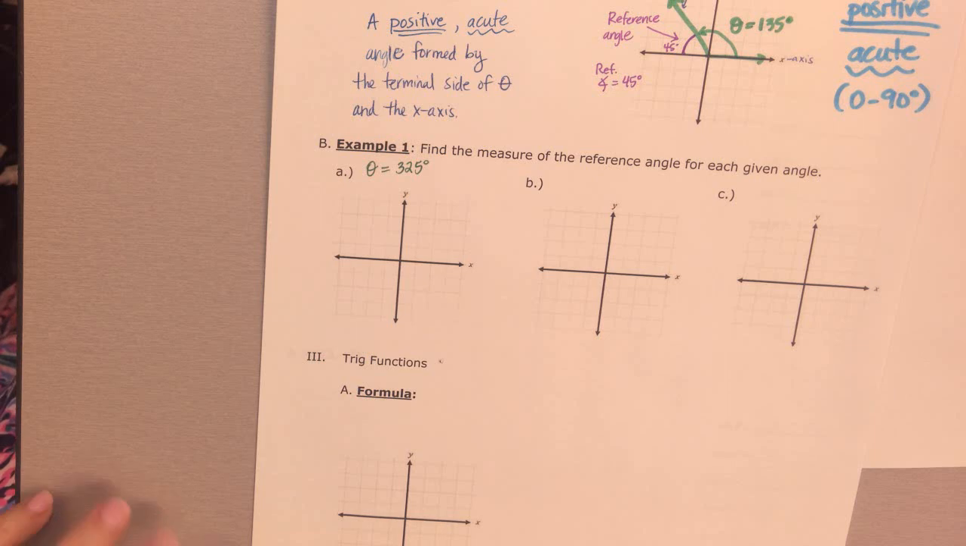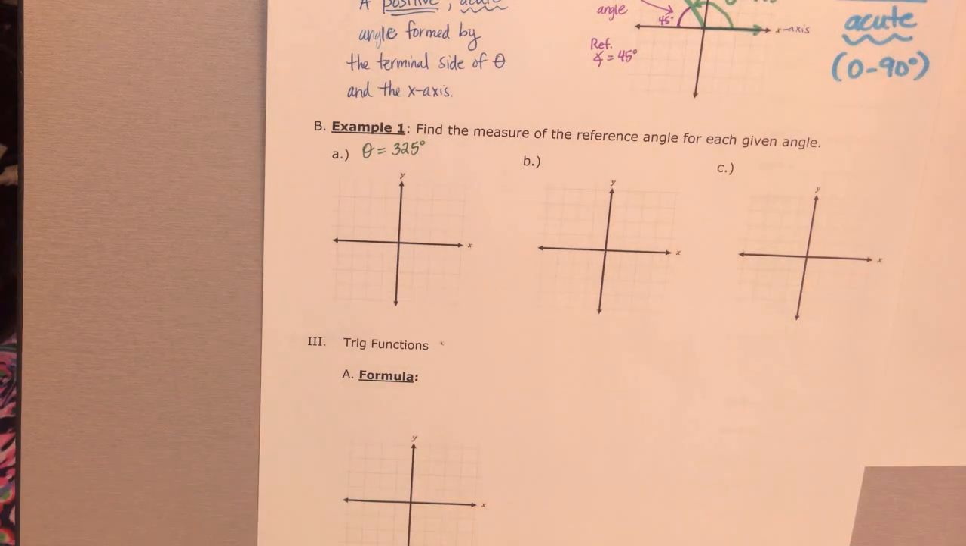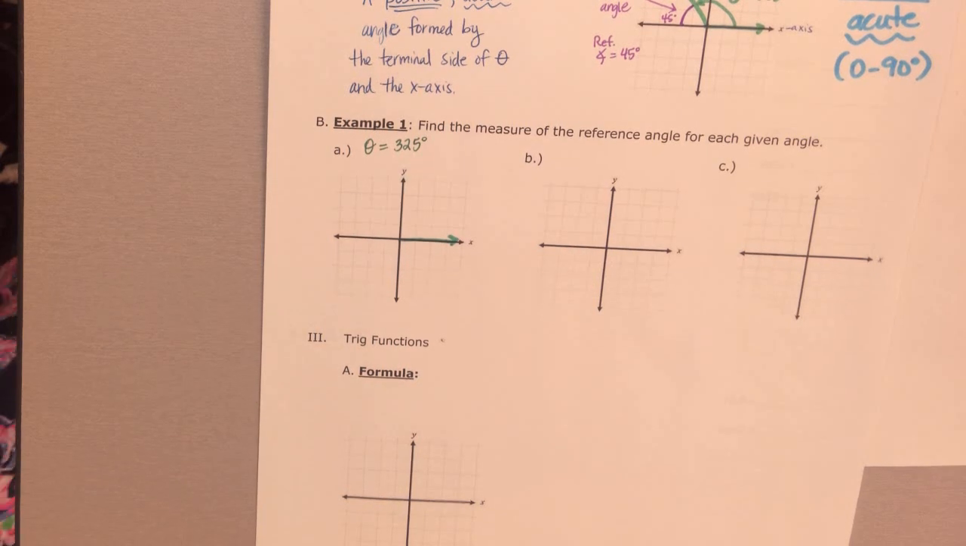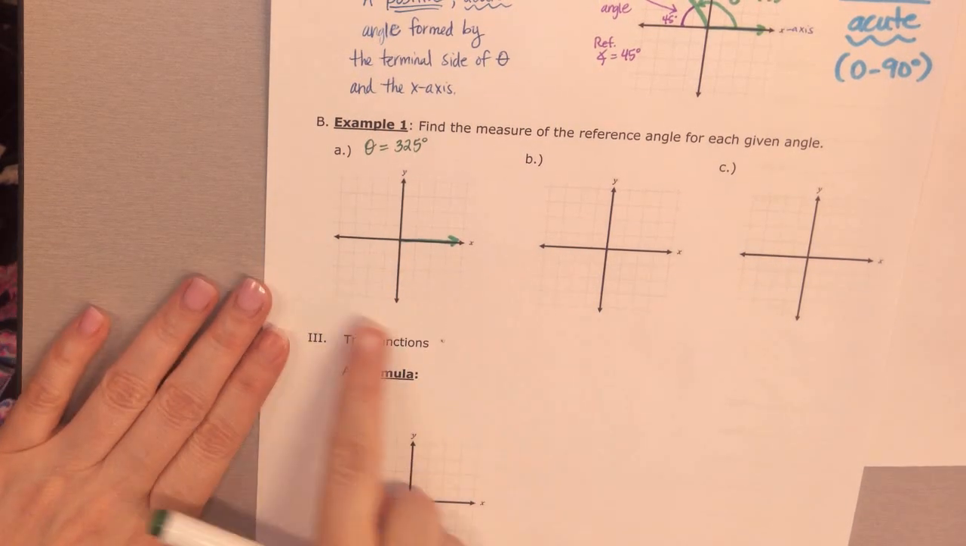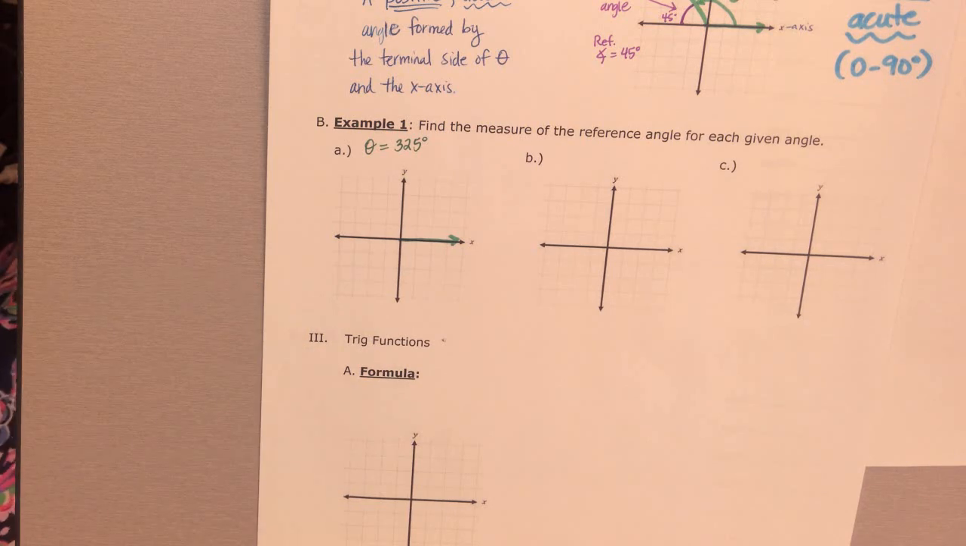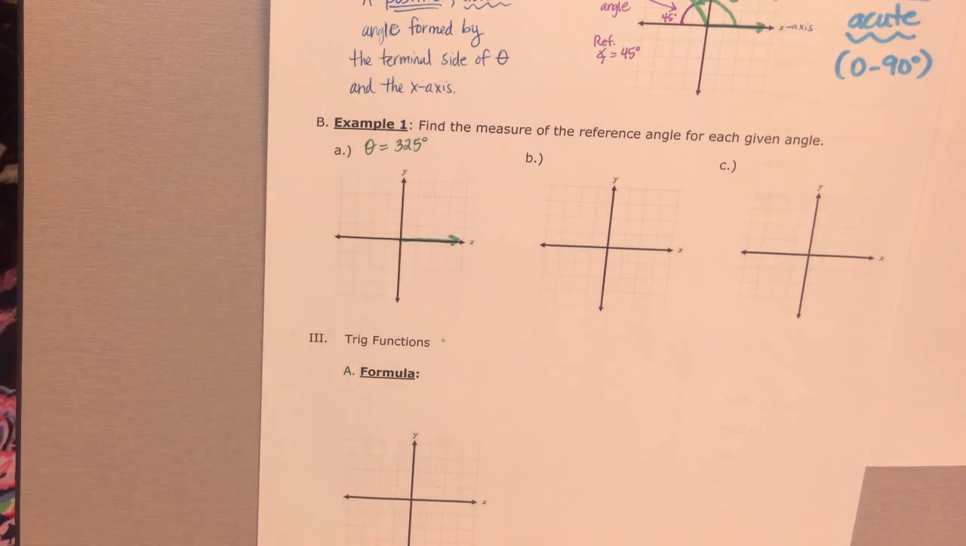Go ahead and graph the angle of 325. You always start with your initial side, and then I want you to graph the 325. We know it's in quadrant 4. But you're going to have to do it so that the reference angle is easier. So will you guys graph the 325 for me, just like we did on the last page? Can we do that or no?